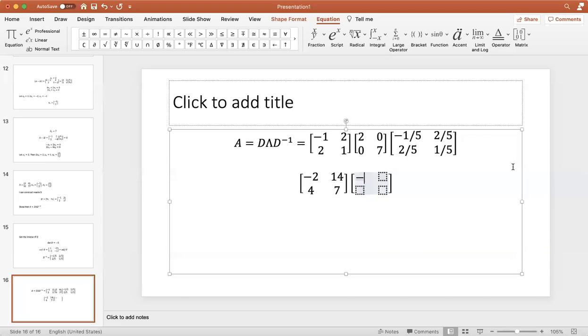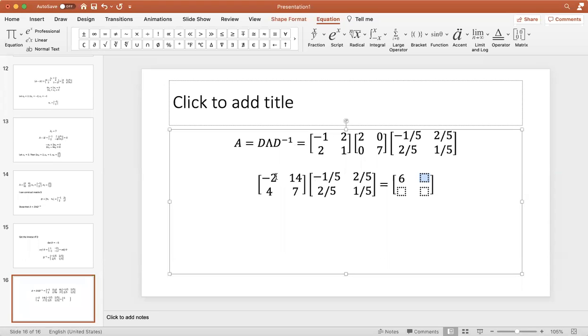And here you have negative 1/5, 2/5, 2/5, and then 1/5, right? And this is equal to another 2 by 2 matrix, right? So you have positive 2/5 plus 28 over 5. Basically, that's 28 over 5 plus 2 over 5, and that yields 30 over 5. And 30 over 5 is equal to 6. So that's the first element.